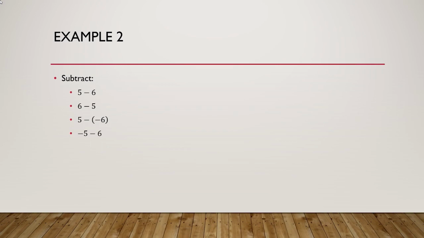Anyways, example number 2. So these are subtraction. What you can do with subtraction is just change it first to addition. And subtraction is just adding the opposite. So if I have 5 minus 6, I can take that, change the subtraction to addition, and then since that's a positive 6, you make it a negative 6. Then the sign rules apply.